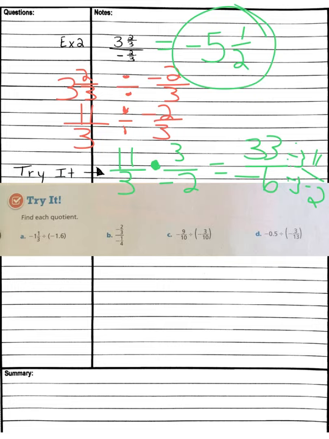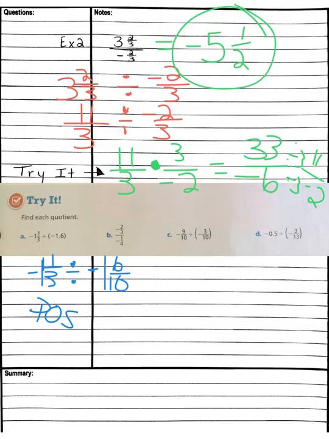Let's just talk about the try it and the signs on the try it. I also want to make sure that we know how to change some of these decimals to fractions. So the first one, I'm just going to help you rewrite these. The first one here on letter A is going to be a negative 1 1/3 divided by a negative 1 6/10, is the way we could write that fraction. And we know a negative divided by a negative is going to give us a positive answer. So now you figure out what that positive answer is.